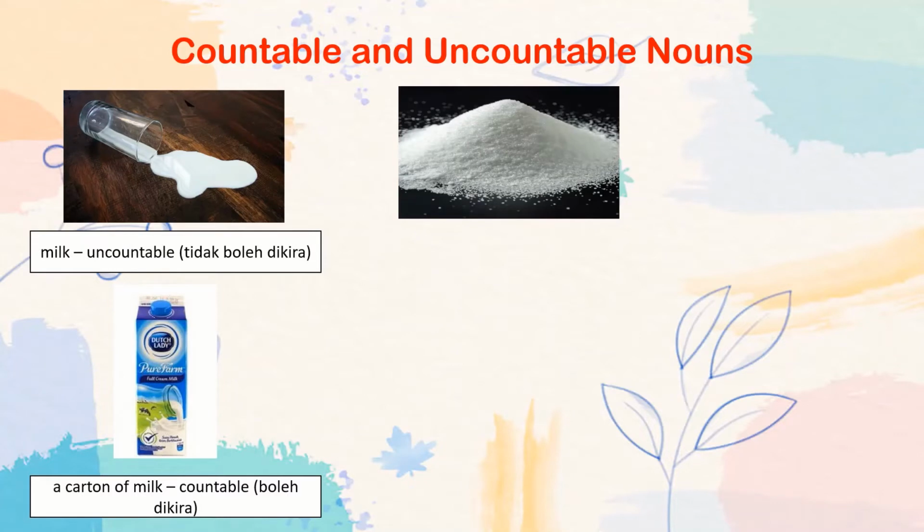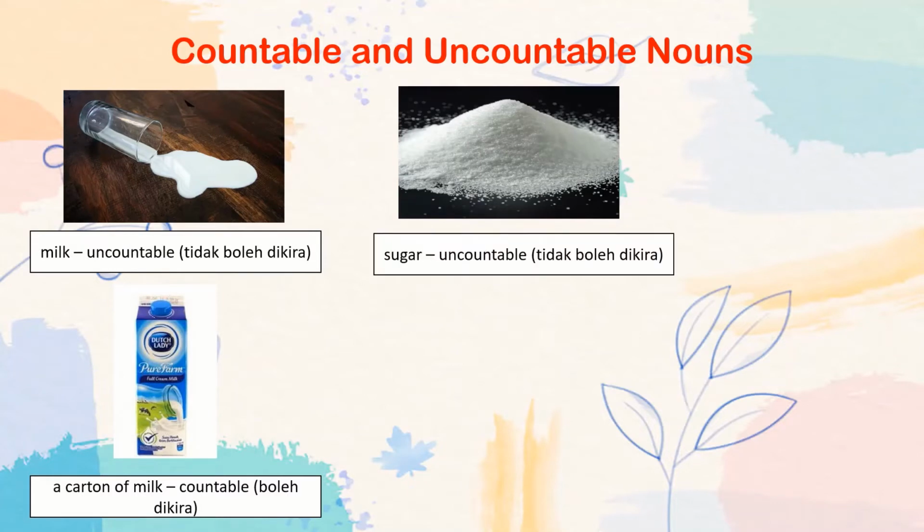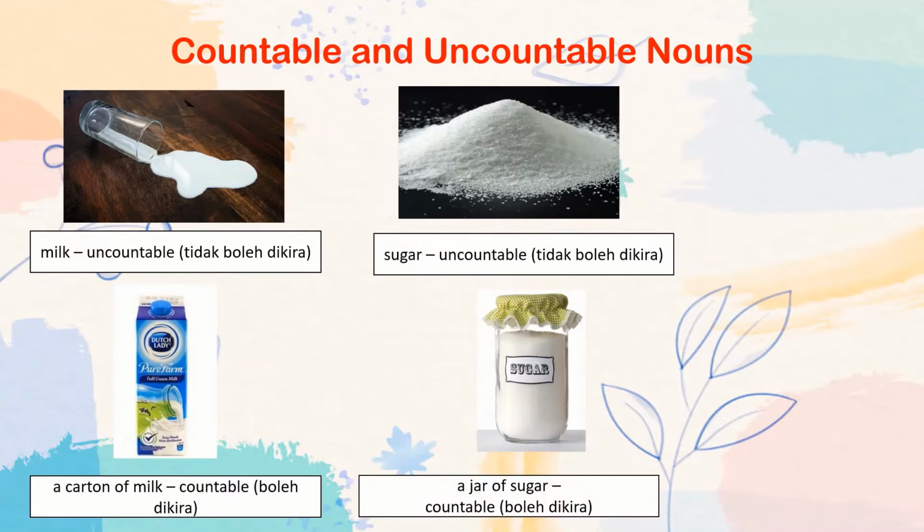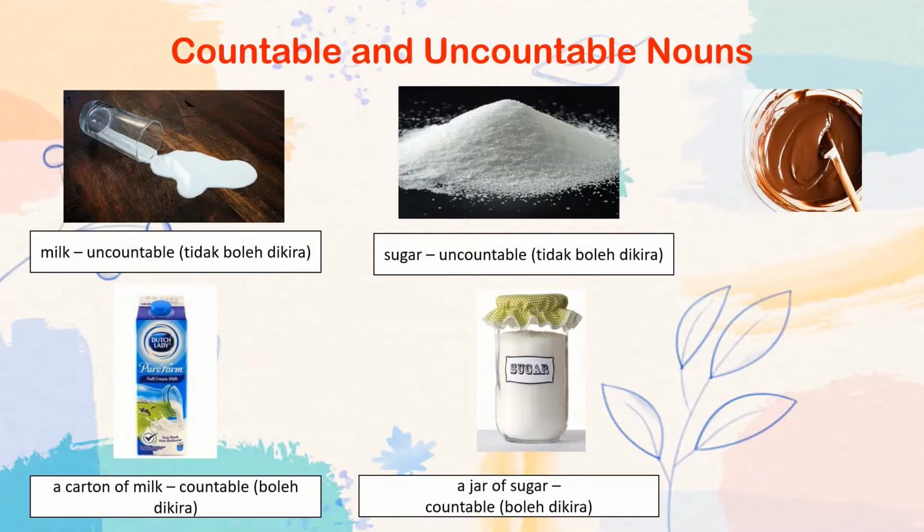Okay, next let's look at this picture. This is sugar. Sugar is uncountable, tidak boleh dikira. But the sugar in a jar, gula di dalam balang, kita boleh kira balang. So, a jar of sugar, 1 balang gula. So this is countable because we have already put the sugar in a jar. So kalau ada beberapa balang, we say a few jars of sugar. Or if you want to be specific, let's say there are 2 jars of sugar, we say 2 jars of sugar, 2 balang gula.